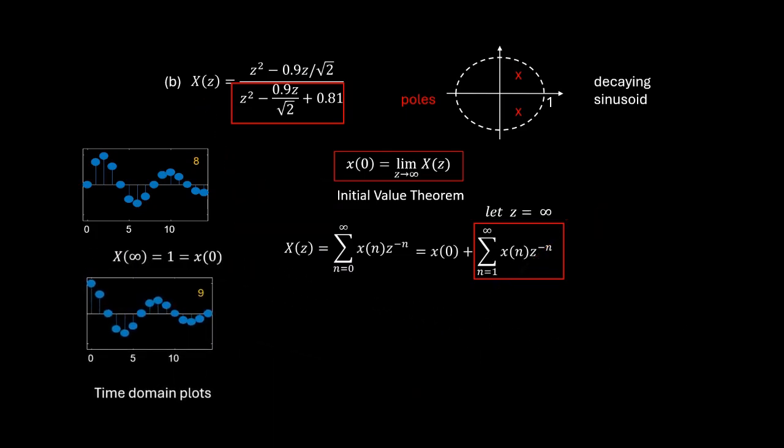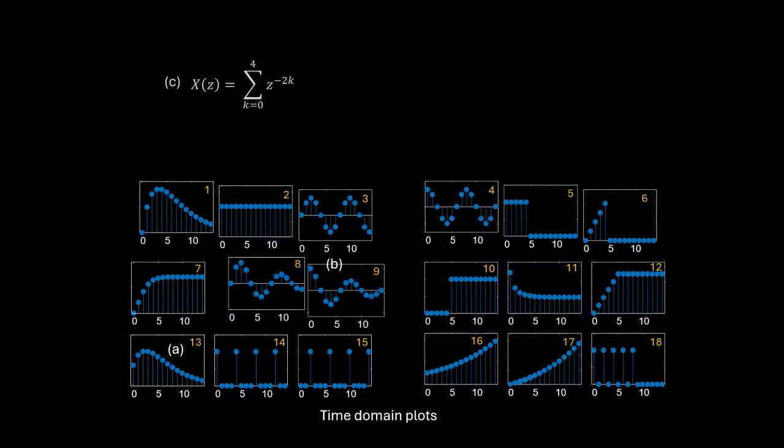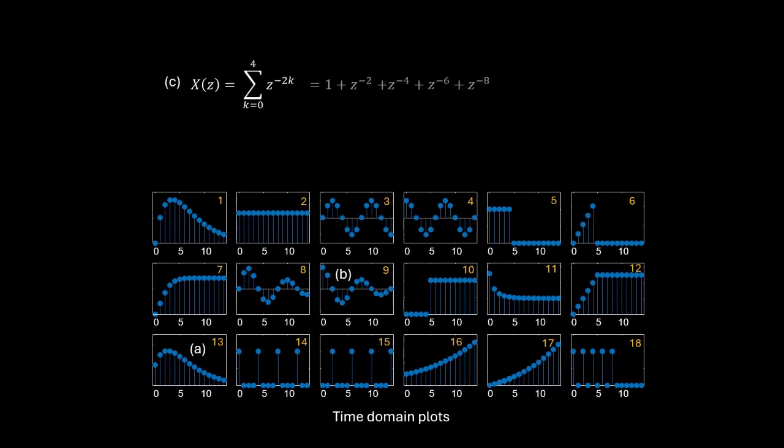And we can see that plot 9 is the one that has that value, and the other one starts at 0. So we can eliminate that one. You can actually solve problem A using this initial value theorem too. For part C, we will simply evaluate that summation from k equals 0 to 4, and simply calculate the inverse of those 5 terms yielding this expression.